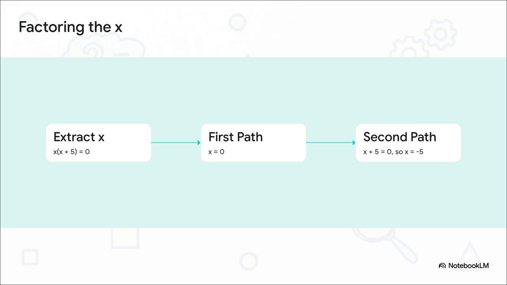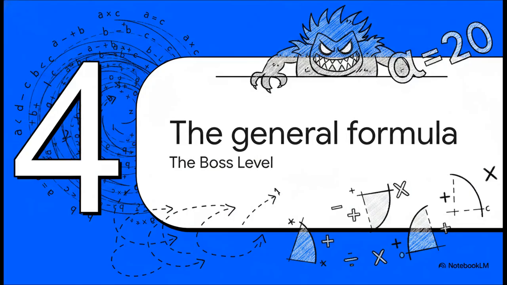Either the outside x equals 0, that's path number 1, or x plus 5 equals 0, which means x must be negative 5. Two paths, two simple answers. Which brings us to part 4, using the general formula. Basically, we have reached the boss level.